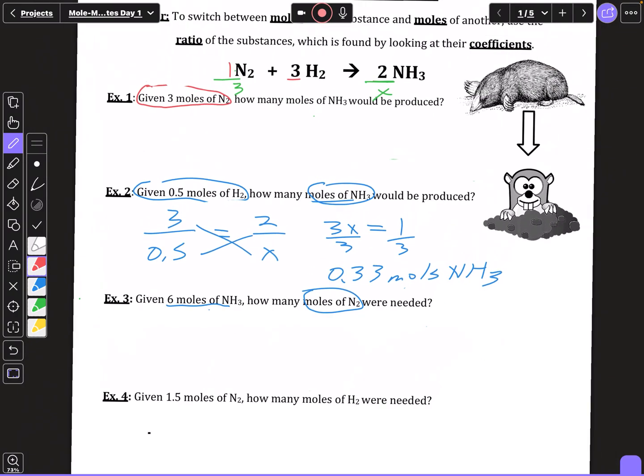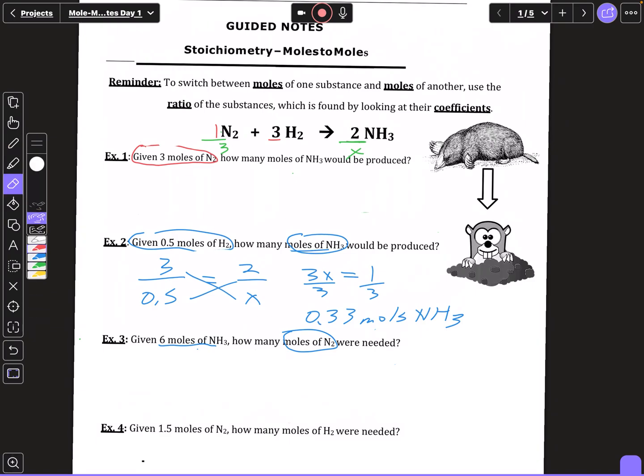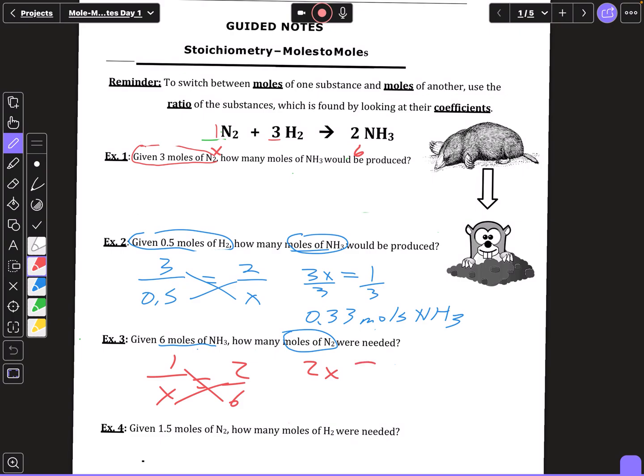Well, if I look at my balanced equation and I go up here and it says I have 6 moles of NH3, put the 6 under there. 1 mole of N2, put the X under there. That becomes 1 over X equals 2 over 6. Cross multiply. 2X equals 6 times 1 is 6. Divide both sides by 2, and you get the same answer, just 3.